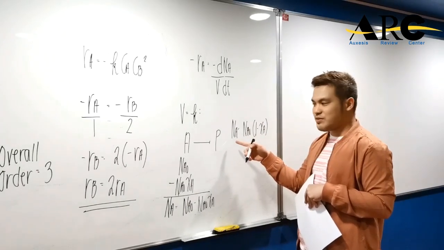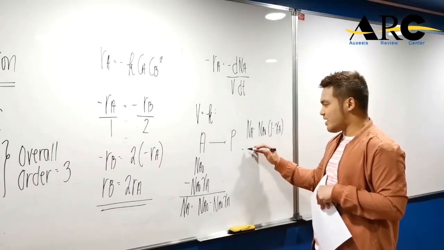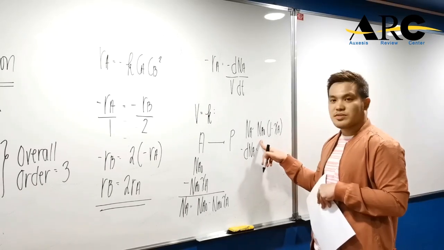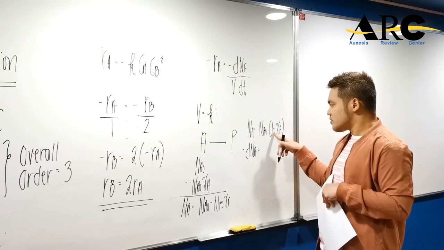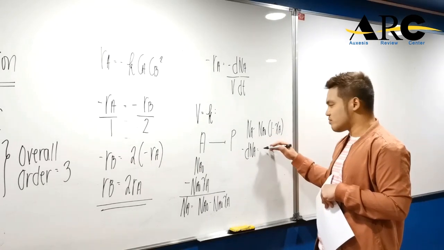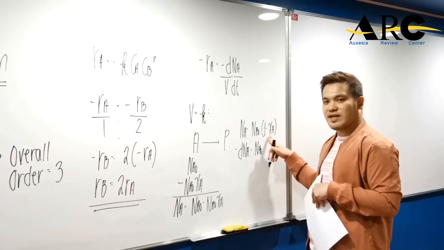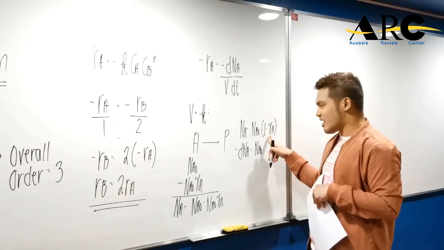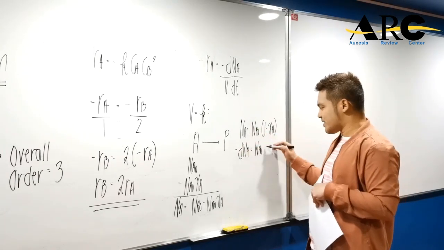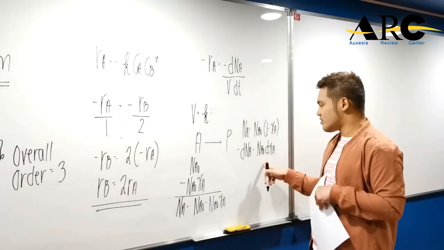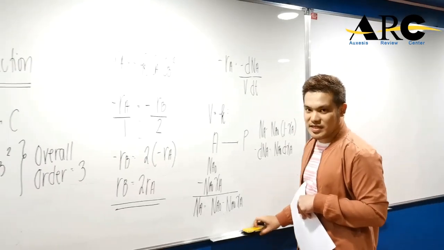So, kunin lang natin yung derivative. So, we have negative dNA is now equal to, so we have NA0. So, derivative ni XA is dXA. So, yung negative, nilipat natin dito. So, negative dNA is NA0 times dXA.